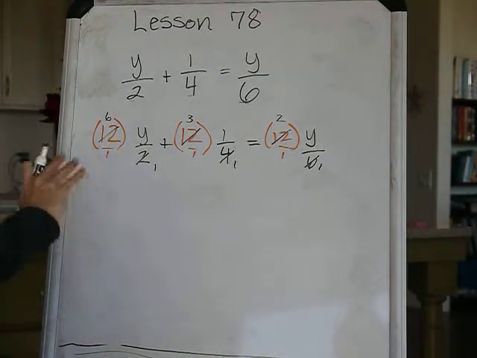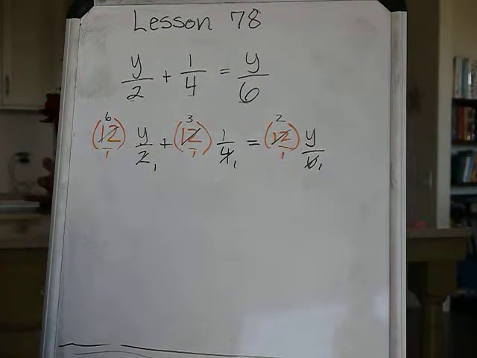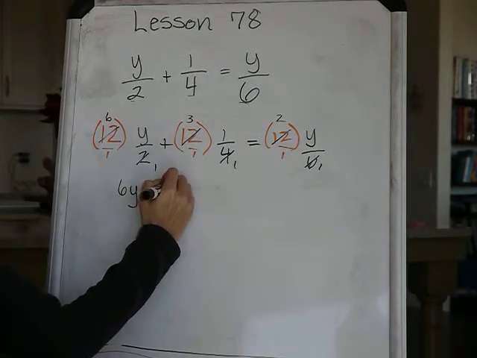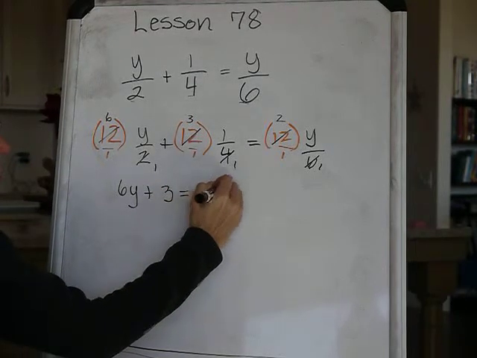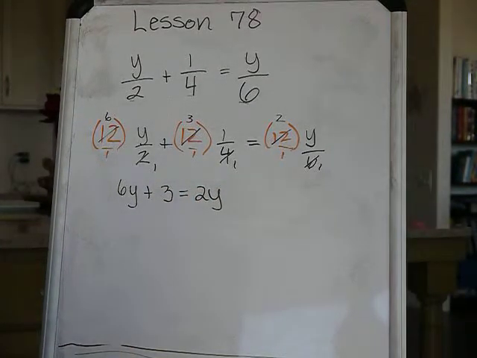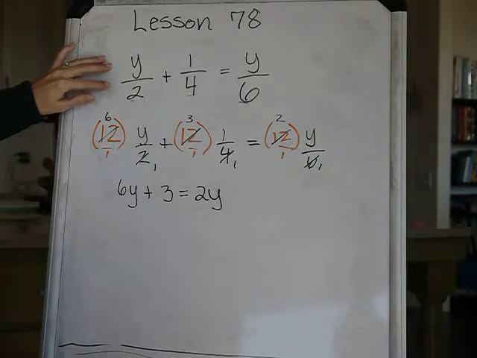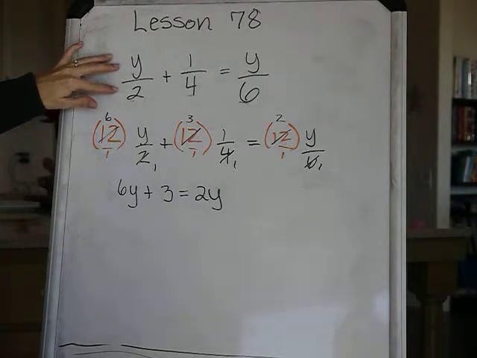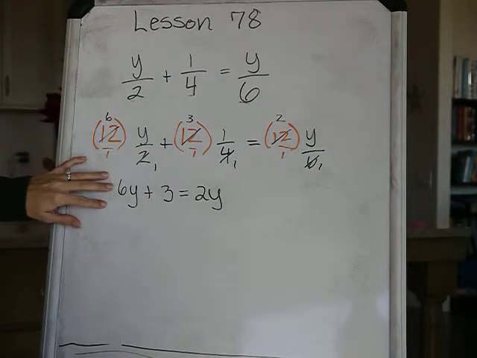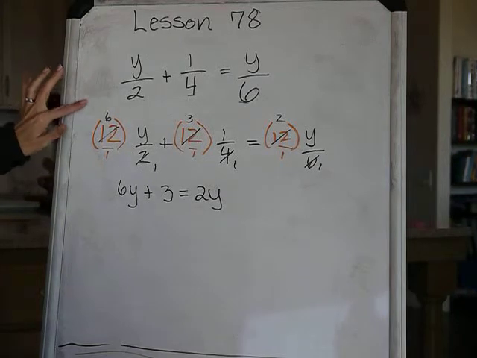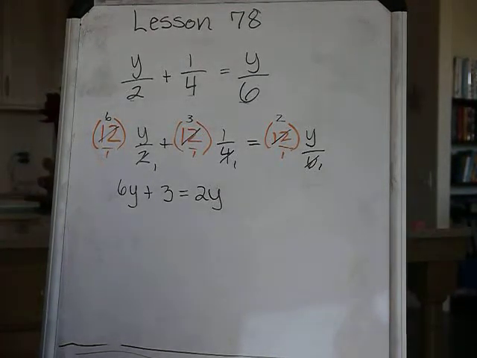Now if we clean all that up, we get 6y plus 3 equals 2y. Isn't that beautiful? We went from something that looked unfair to this. Anytime you have a fraction in your equation, we can get rid of it. A lot of people forget this strategy, and then they end up adding and subtracting fractions in misery, and we don't want that.